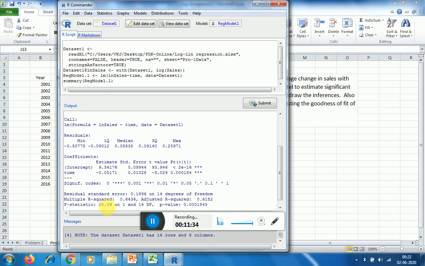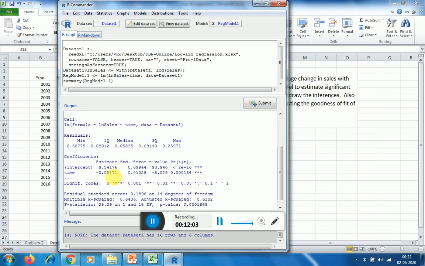Then F value is 25.29 and corresponding p value is also 0.00018, which is less than 0.01. So we can say that the model fulfills the criteria of goodness of fit, since the P value corresponding to F value is very low. Also the coefficients are significant corresponding to intercept as well as the time.